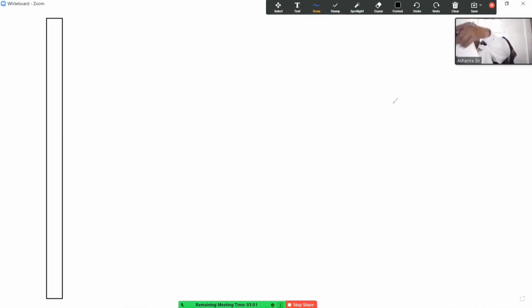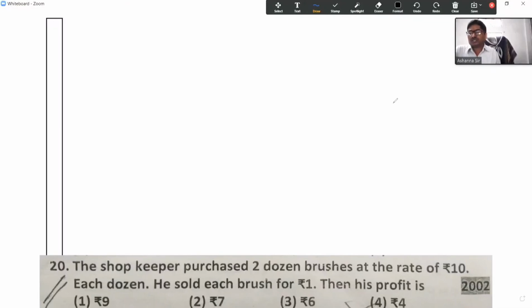Question number 20 in PPT 18. The shopkeeper purchased 2 dozen brushes at the rate of 10 rupees each dozen. He sold each brush for 1 rupee. Then his profit is? Question number 20. The shopkeeper purchased 2 dozens.